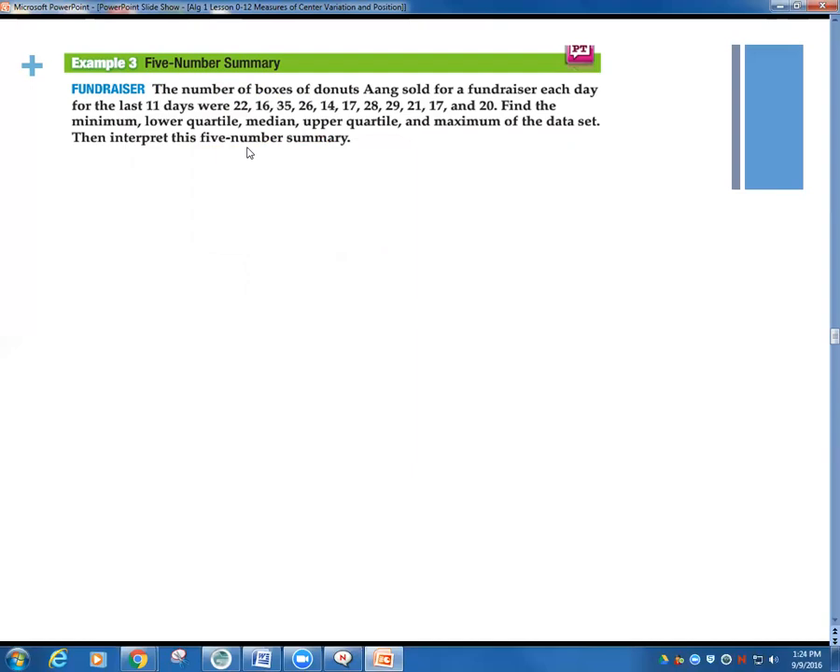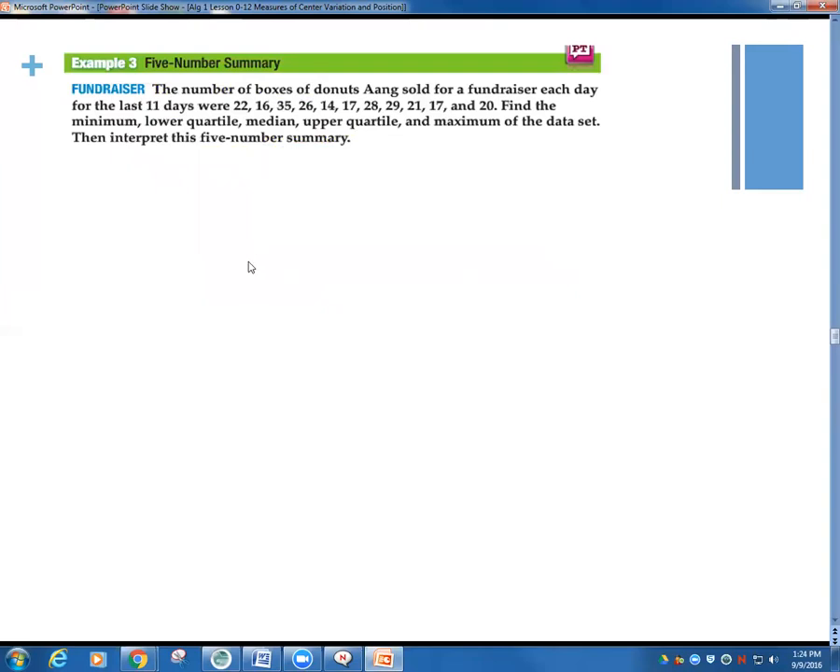So let's do a 5-number summary. The number of boxes of donuts Ang sold for a fundraiser each day for the last 11 days were those values right there. Find the minimum, lower quartile, median, upper quartile, and maximum of the data set, then interpret the 5-number summary. We haven't talked about how to interpret it, so it's going to be key to take good notes in this section.